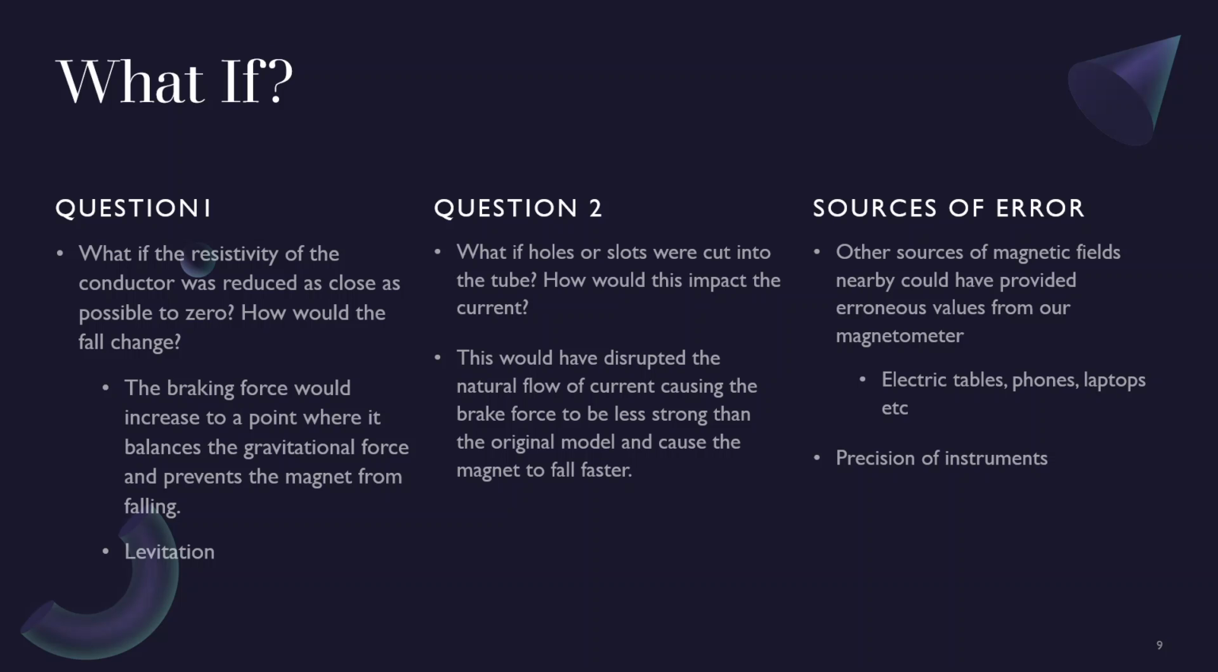Some sources of error obviously are other magnetic fields that we weren't taking into consideration. We assumed that only gravity and this magnet were acting on the aluminum foil.